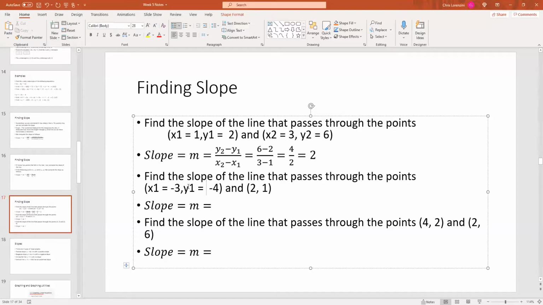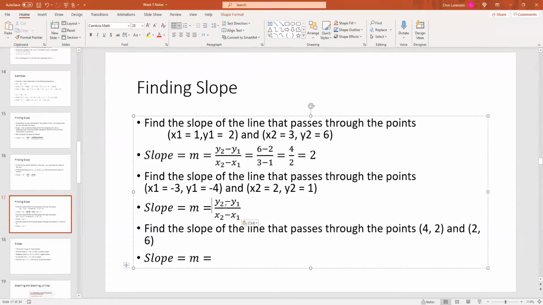I'm just going to plug them into the equation and do the math just the same way. So we find x1 and y1. We pick the first point, let that be x1, y1. We're going to pick another point, and let that be x2, y2. And then I simply plug them into my equation that we have for the slope.